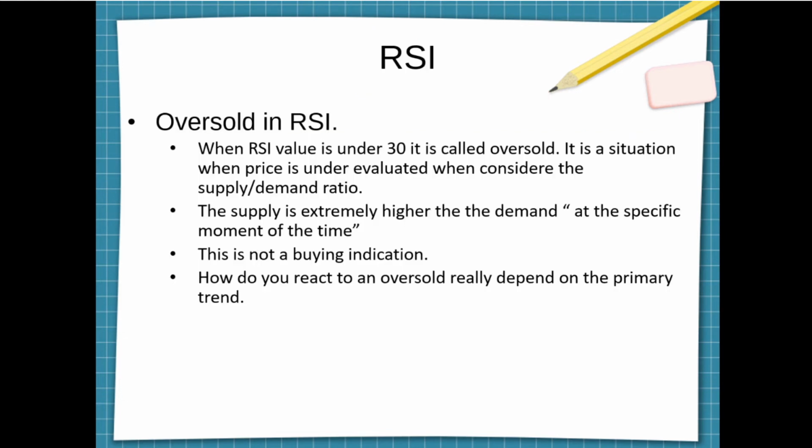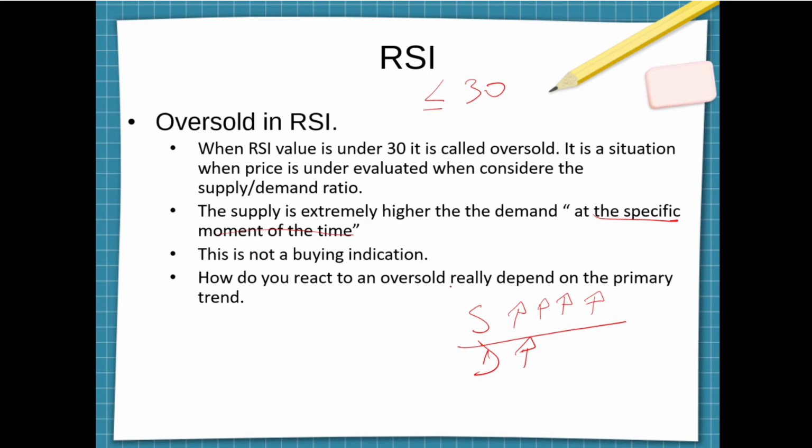So an oversold situation is when the RSI value is under 30, so less than 30. It is a situation when the price is undervalued when considering the supply and demand ratio. The supply is extremely high, unbelievably high, let's say 4 times higher, and the demand at the specific moment, this is the key thing here, at the specific moment, the lapse of time we are working on, the demand is not high enough. So this is not a buying indication.